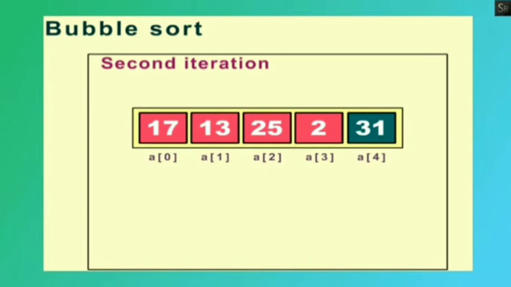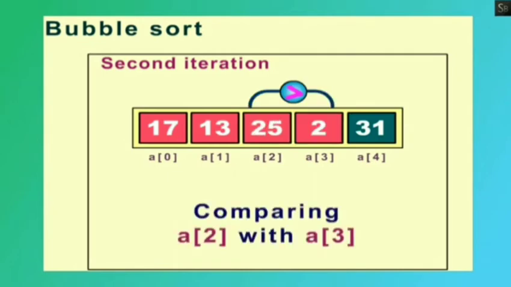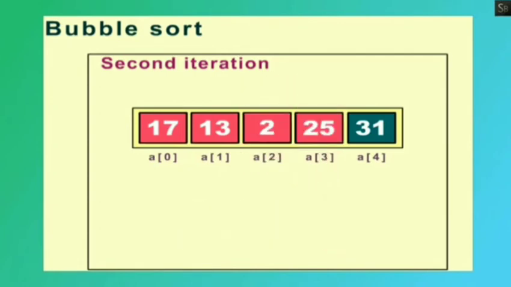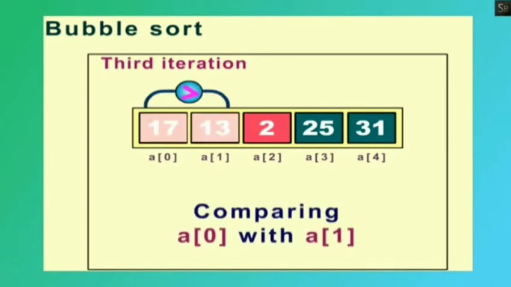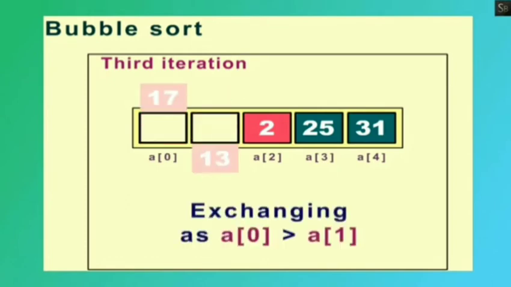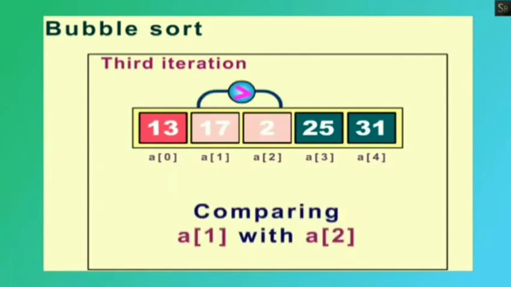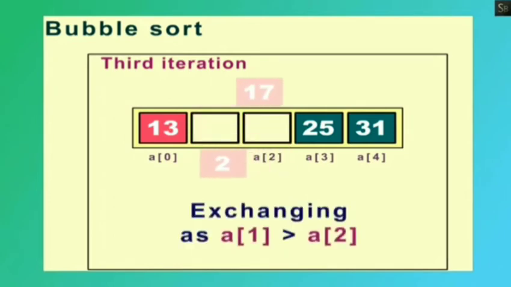Then again 25 and 2 will be compared, and 2 is smallest. Since smaller, it will be shifted, and then the second iteration is also done. Then the third iteration: 17 and 13, 13 is smallest, so shifted. Again 17 and 2 will be compared, and 2 is the smallest, so that will be shifted.